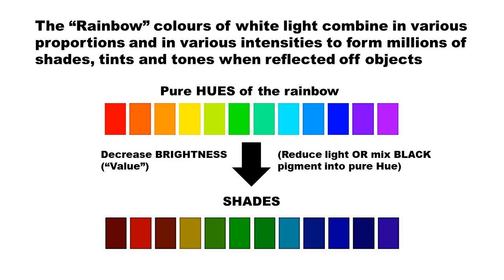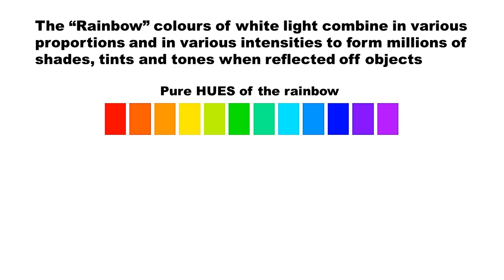Similarly, shades of the original hues of the rainbow can be created either by reducing the amount of light falling on an object, or, if we are creating a painting, by adding black pigment to our mix of paint. We can even reduce the amount of colour itself. In other words, we can desaturate the colour to produce so-called tones of the original hues.